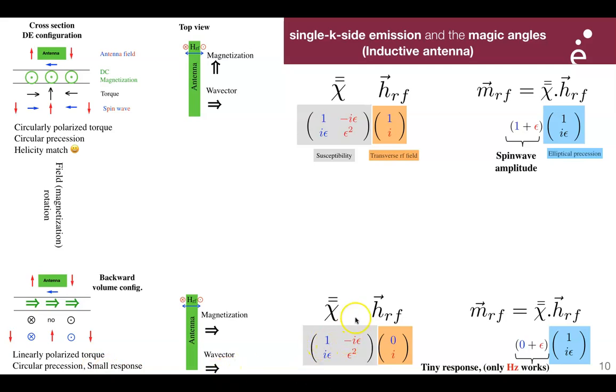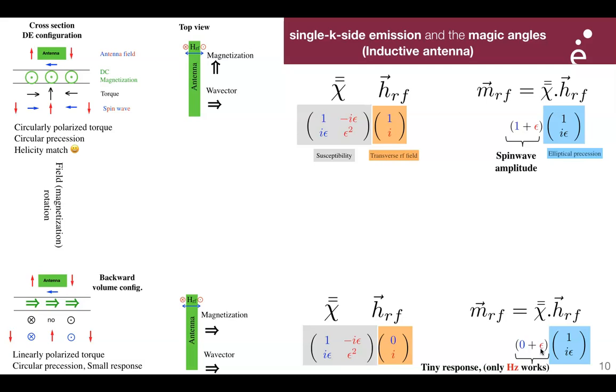And it's because you have this tiny response that many people don't like this backward volume geometry, where it's difficult to excite magnetization dynamics. If you do the math, the only thing you have to change is that the RF field is now rotated with respect to the antenna. So you multiply this one by the cosine of pi over 2, which is 0, okay, so that you still have a response that is the precession of the magnetization, but now with an amplitude that is much smaller, okay, and related to the helicity of the precession.